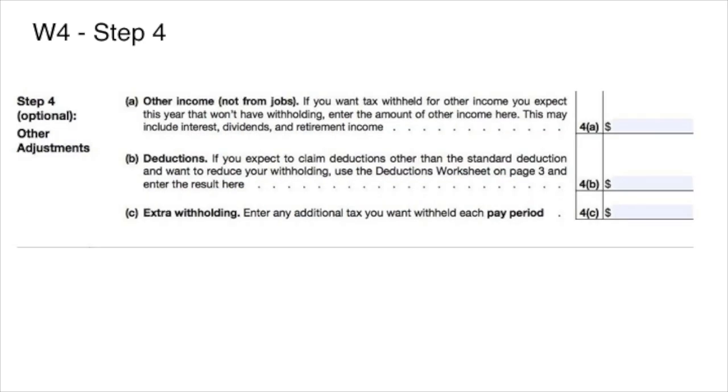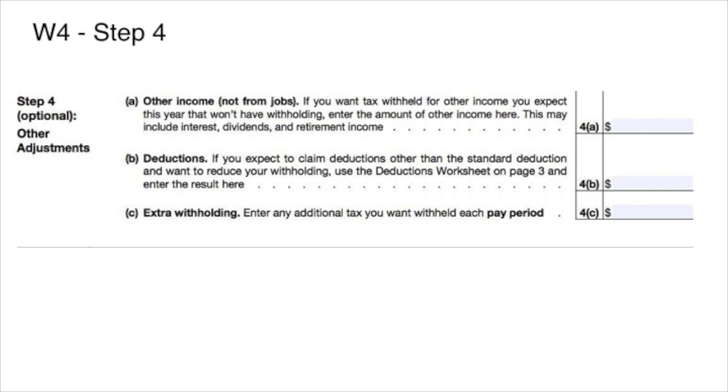On step 4, the employee will enter the other estimated income for the year, and that income may be from interest, dividend, or retirement income. That is not coming from the employer, but it is other income. The employee will also indicate the deductions other than the standard deductions to reduce the withholding. And then on step 4C, there will be an extra withholding amount, and that extra withholding amount will apply to each pay period.